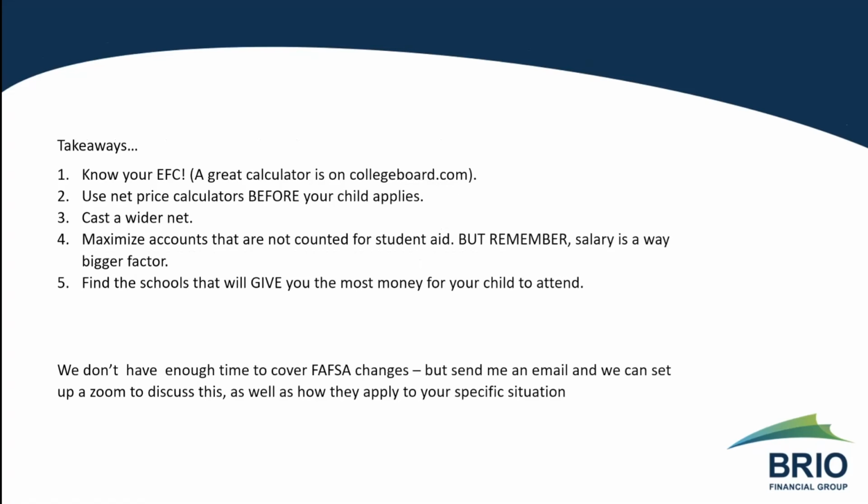Okay, so those are takeaways. Know your EFC. You have a great calculator on collegeboard.com. Use those net price calculators before your child applies. Cast a wider net and maximize those accounts for student aid. But remember, it's not the end of the world, and income is really going to matter more than anything anyway. And then finally, find the schools that give your kid the most money to attend, and not the other way around.